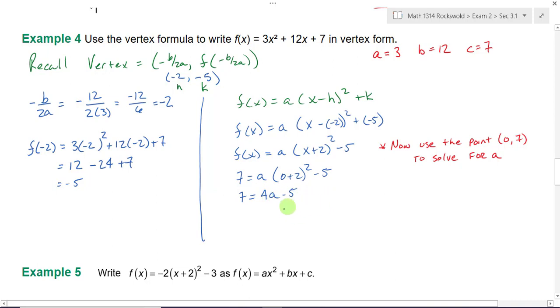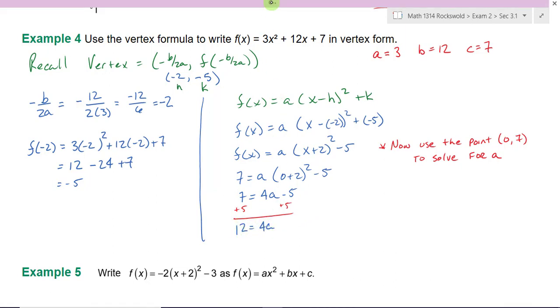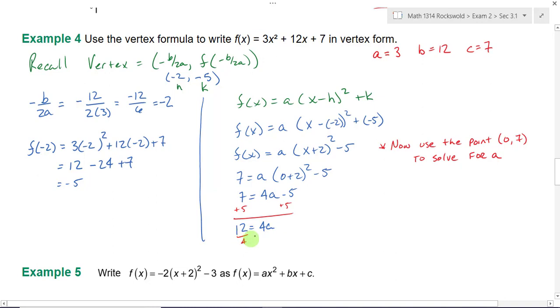I'm going to add 5 to both sides, and that gives me 12 is equal to 4a. So what is a equal to? 3. Divide both sides by 4, and you get a equals 3. Now I can use this to write my final equation, and my function is going to be f of x equals 3 times x plus 2 squared minus 5.